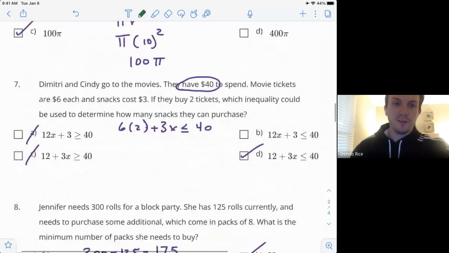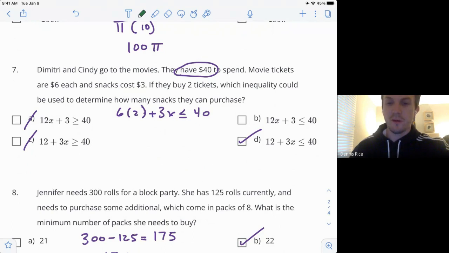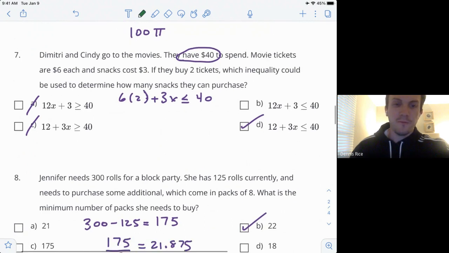Number 7, Dimitri and Cindy go to the movies. We talk about this with money. Hey, we have $40. I can't spend more than $40. So right away, I would cross off A and C. How can you spend more than $40 if you only have 40? So it's between B and D. B just has the variable in the wrong spot. Hey, they bought 2 tickets. That's just 12. Shouldn't be 12x. The variable is the snacks, which are $3 each. So that's the 3x.